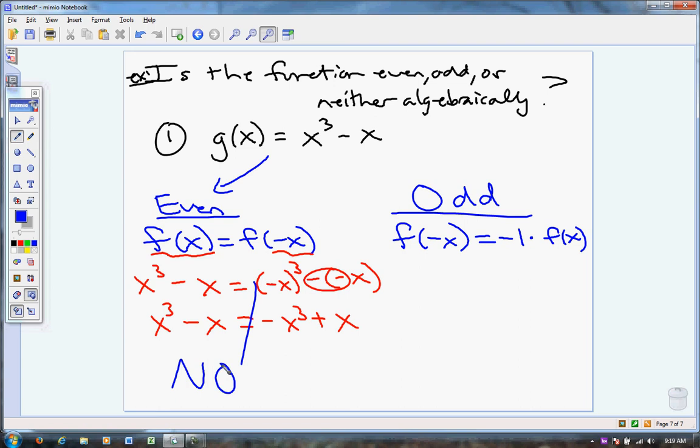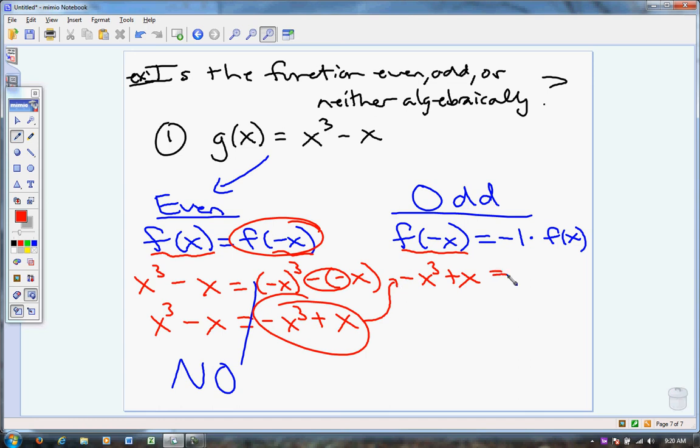So let's see if it's odd. If it's odd, now this is where you can save yourself some work, people. Doesn't it say f of negative x? Well, didn't we find that over here? Right? There's no need to redo the work. If you did the work correctly, just recopy that. Negative x cubed plus x. I want to know if that is equal to the opposite of the function, or what I get when I multiply by negative 1. So negative 1 times x cubed minus x.